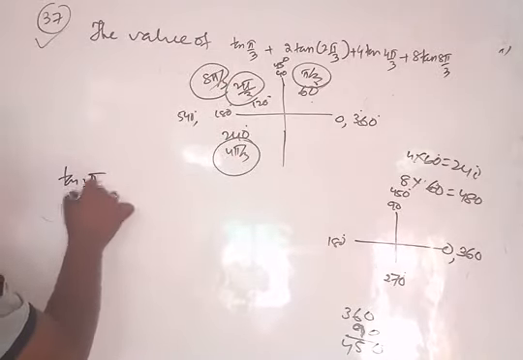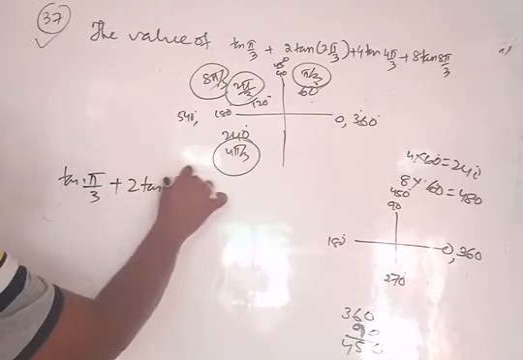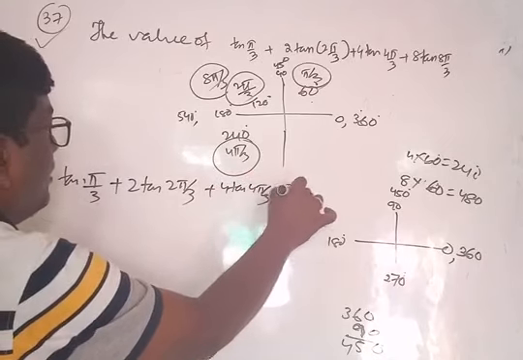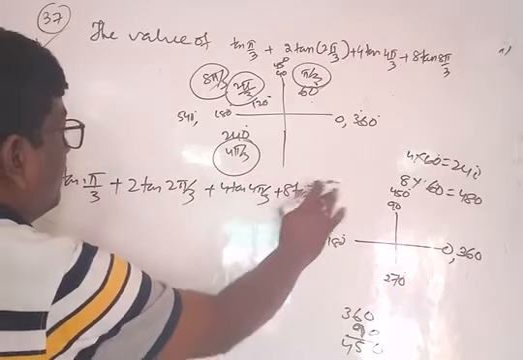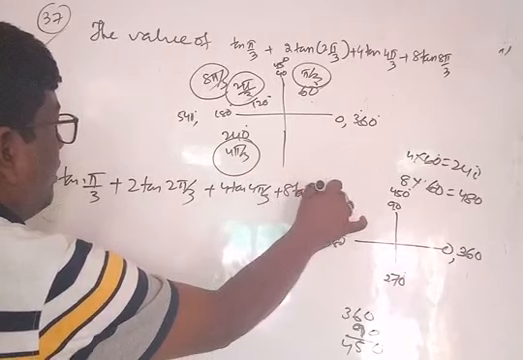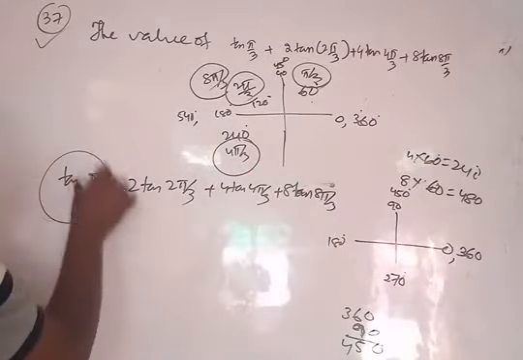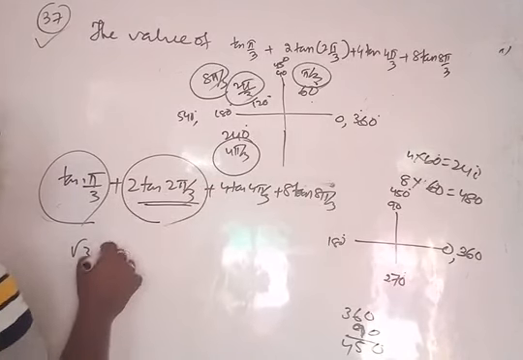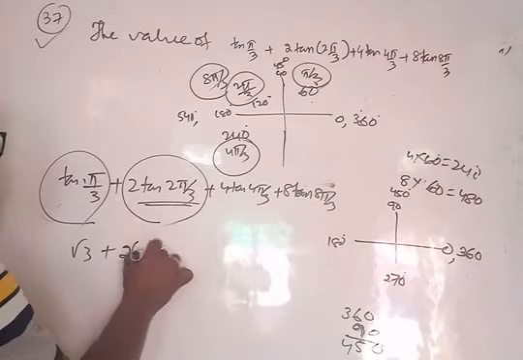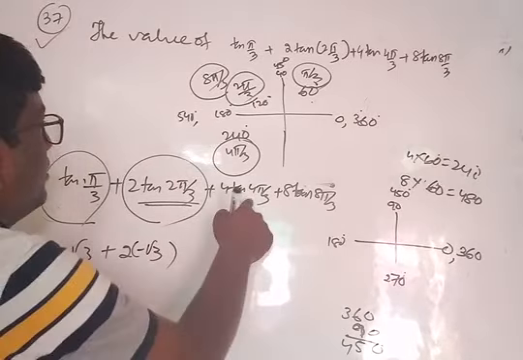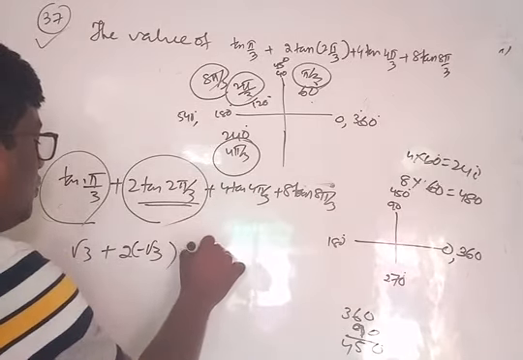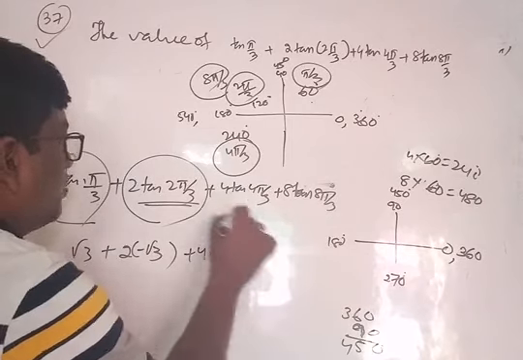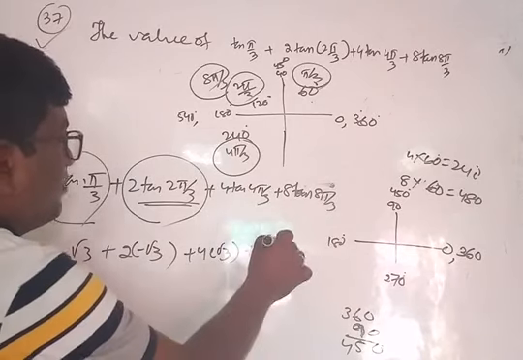Tan pi by 3, 2 tan 2 pi by 3, 4 tan 4 pi by 3, 8 tan 8 pi by 3. This value is root 3, first quadrant. This value is minus root 3. 2 into minus root 3 due to the second quadrant, and this is the third quadrant, plus 4 into root 3, and this is 8 into the second quadrant, minus root 3.